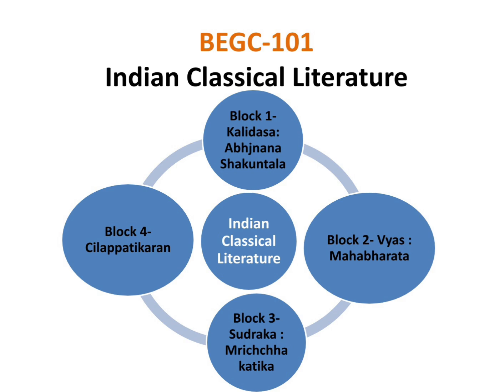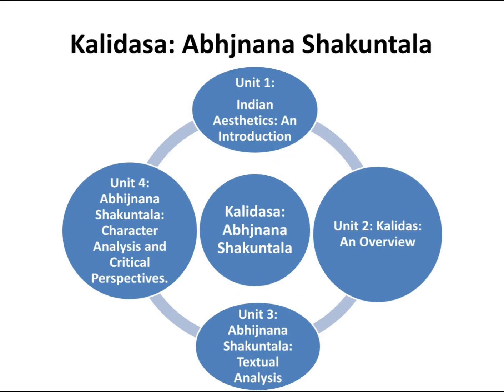Today we are going to discuss the first subject, Indian classical literature, and we have four blocks. First block is Kalidasa's Abhijnana Shakuntala, block 2 is Vyasa's Mahabharata, block 3 is Shudraka's Mricchakatika, and block 4 is Silappatikaram. Let's focus in detail on the first block, Kalidasa's Abhijnana Shakuntala.